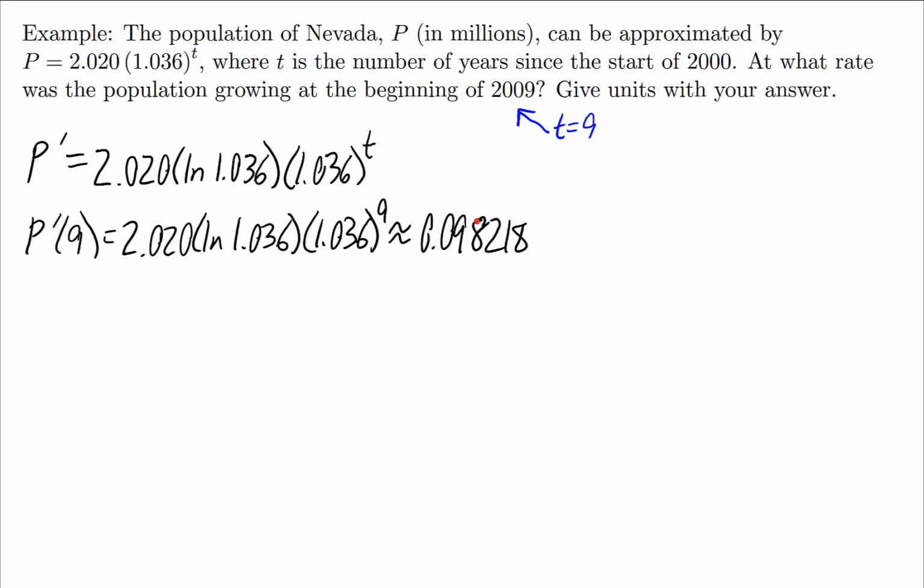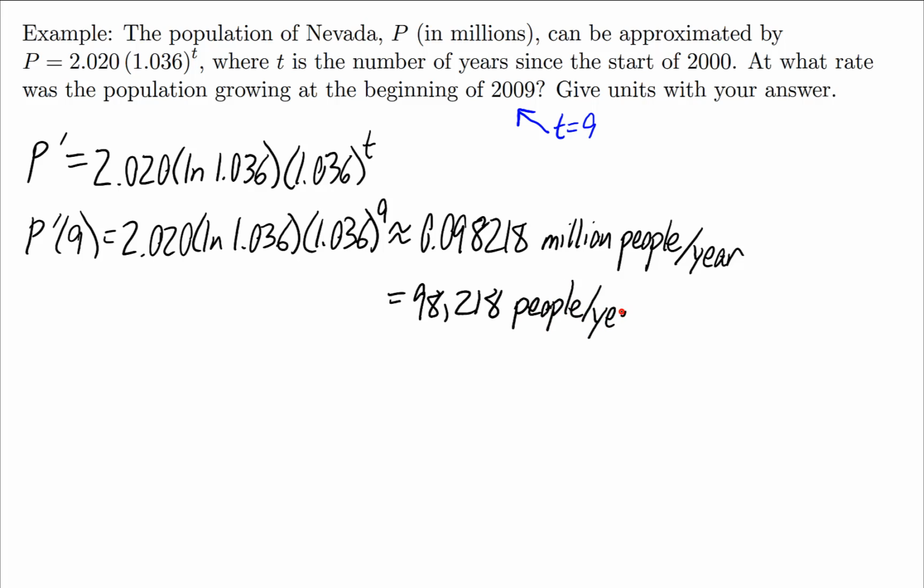0.098218, and let's figure out what these units are. P was in millions, and the derivative is always a quotient, so I also need to divide by years, which was the variable's units. Now, I don't really like this one, so let's rewrite this in something that makes more sense. Let's say 98,218 people per year. That looks a little bit better than this small decimal of millions.